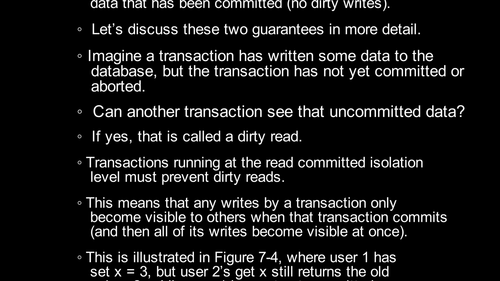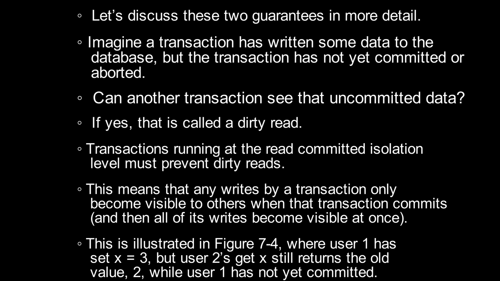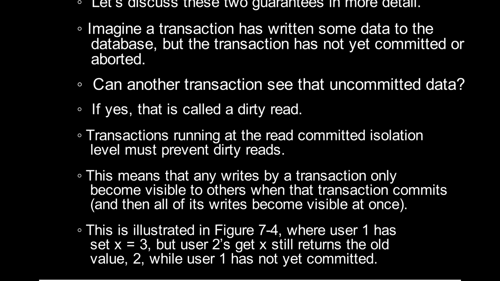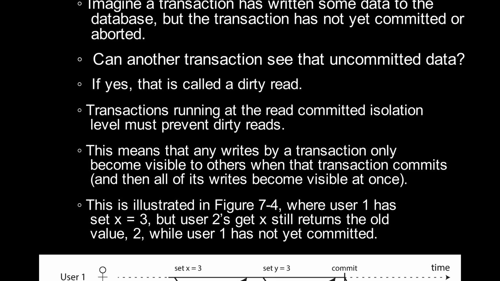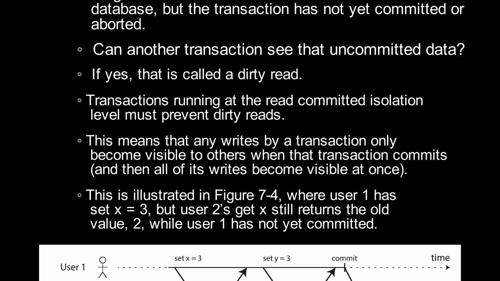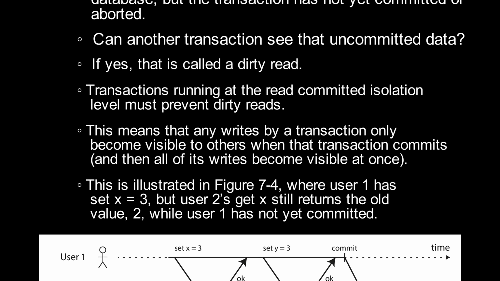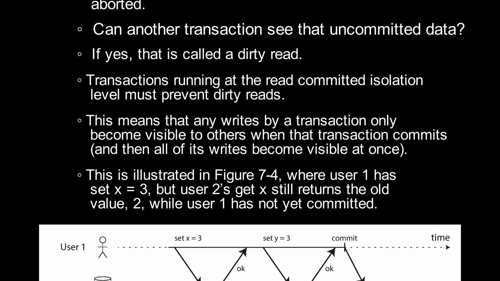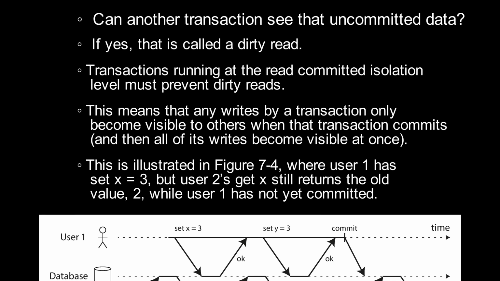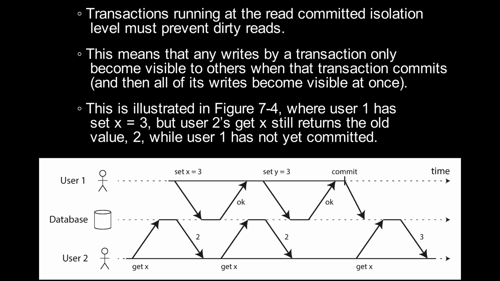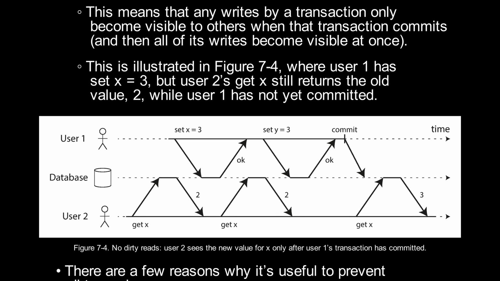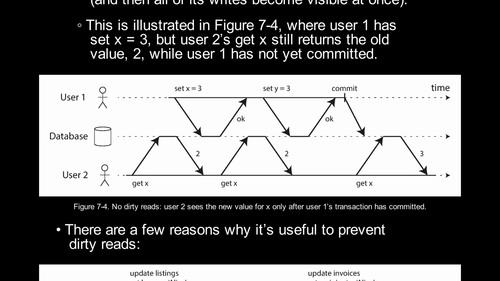This means that any writes by a transaction only become visible to others when that transaction commits, and then all of its writes become visible at once. This is illustrated in figure 7-4, where user 1 has set x equals 3, but user 2's get x still returns the old value, 2, while user 1 has not yet committed. Figure 7-4, no dirty reads. User 2 sees the new value for x only after user 1's transaction has committed.